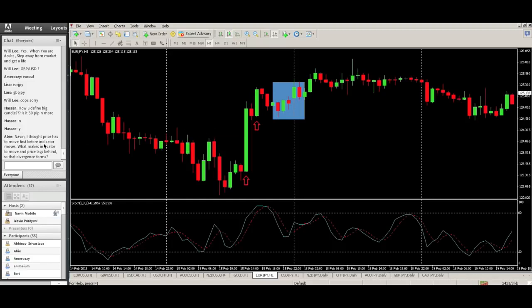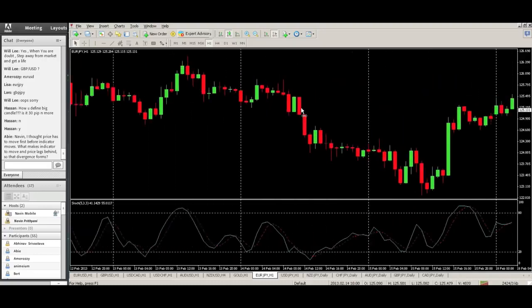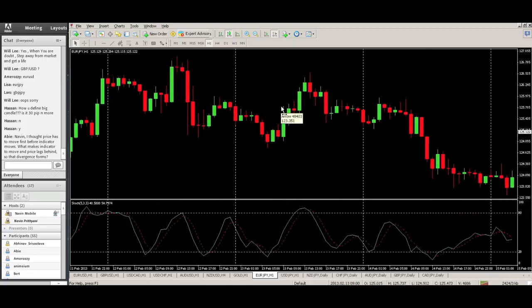Abby, Naveen, I thought price has to move first before the indicator moves. What makes the indicator move and price lag behind so that divergence forms? Well, Abby, you can have it vice versa. When you have the opposite or a divergence scenario, you can either have price lagging or you can have the indicators lagging. This is just indicating there's a shift in direction coming up.